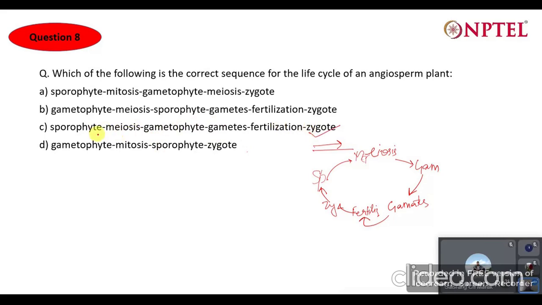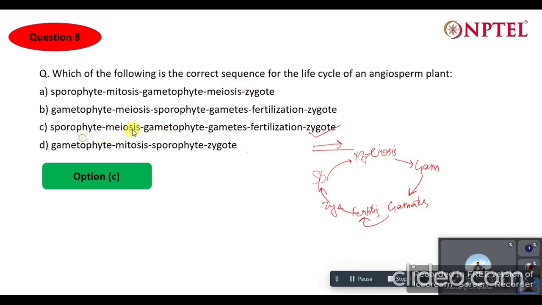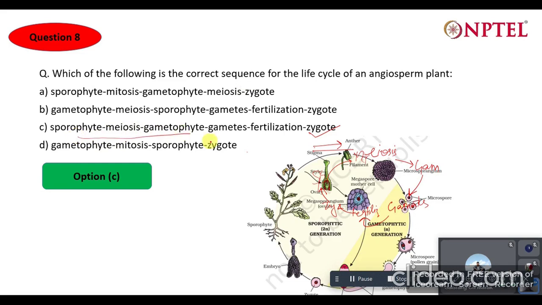The sporophyte undergoes meiosis that produces the gametophyte. Gametophyte produces gametes, and after fertilization that leads to formation of the zygote. That can be better explained in the image given. So this is the sporophyte, and it has male and female reproductive organs, that is the stigma and the female reproductive organ megasporangium, and the microsporangium that contains the anther.